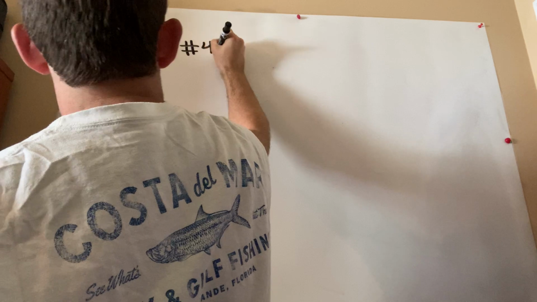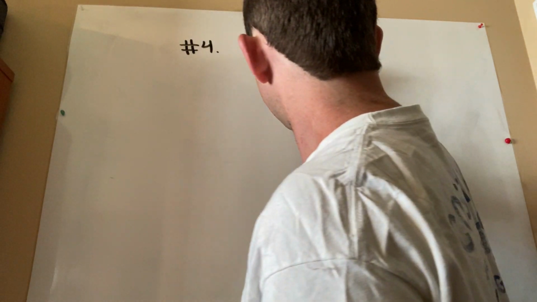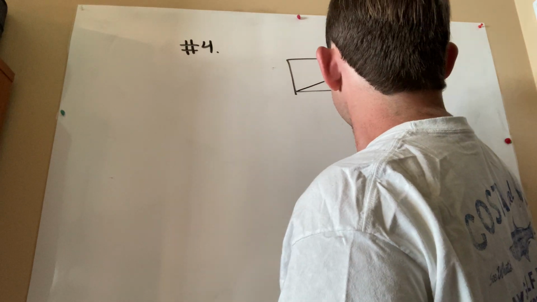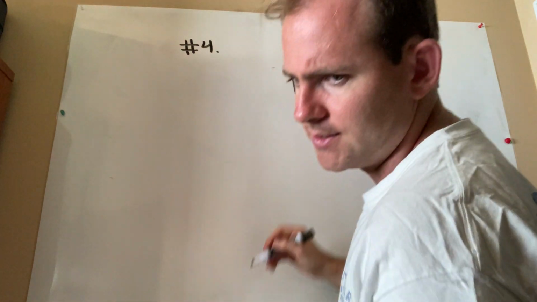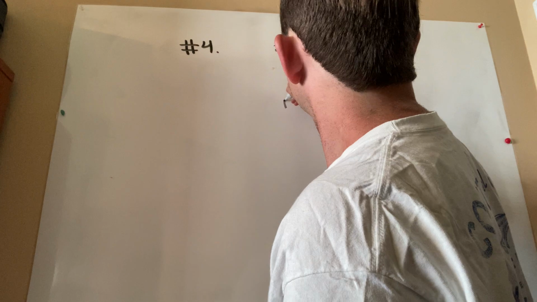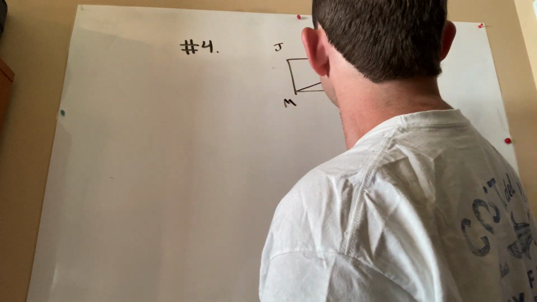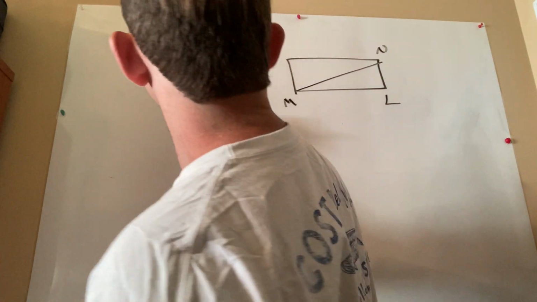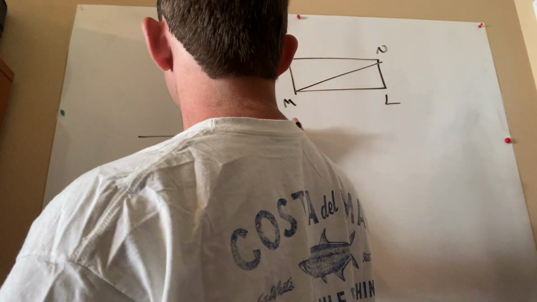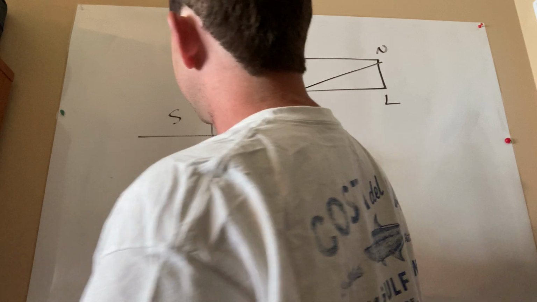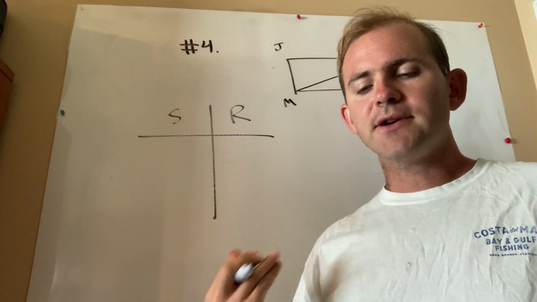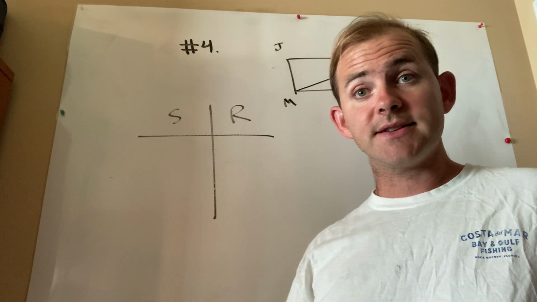All right. Let me just draw the diagram here for a moment. It's like this weird rectangle thing that's been split into two triangles. Alrighty. So again, first thing we want to do, make sure that we account for our givens. How many givens do you guys see?